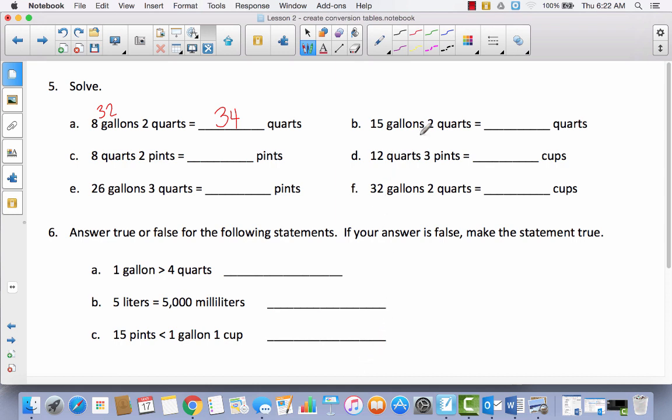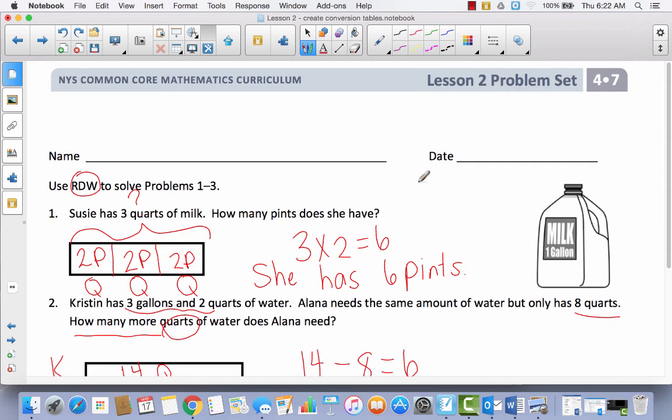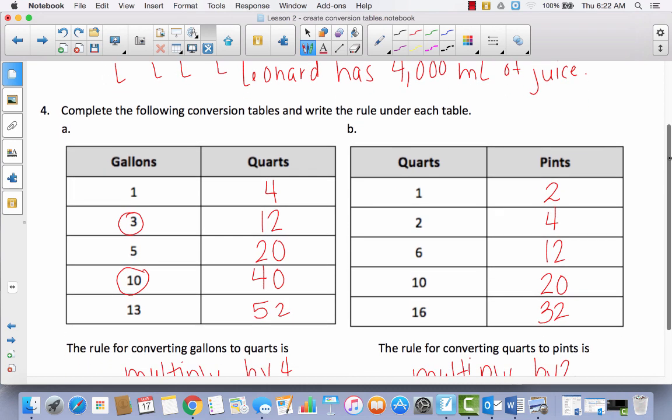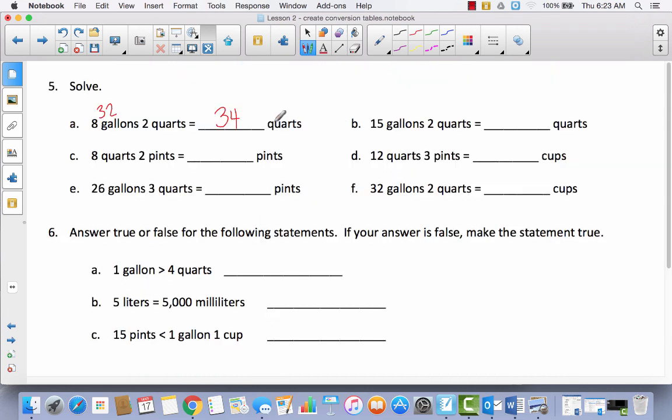All right, so now I've got 15 gallons. Okay, so let's go back here to right here. 15. Is there anything that we can use here to get a total for 15? Well, there sure is. We could add 5 and 10 and get 15. So we can add 20 and 40. 20 plus 40 equals 60. So this is 60, and then I add it to this 2, and that gives me 62.